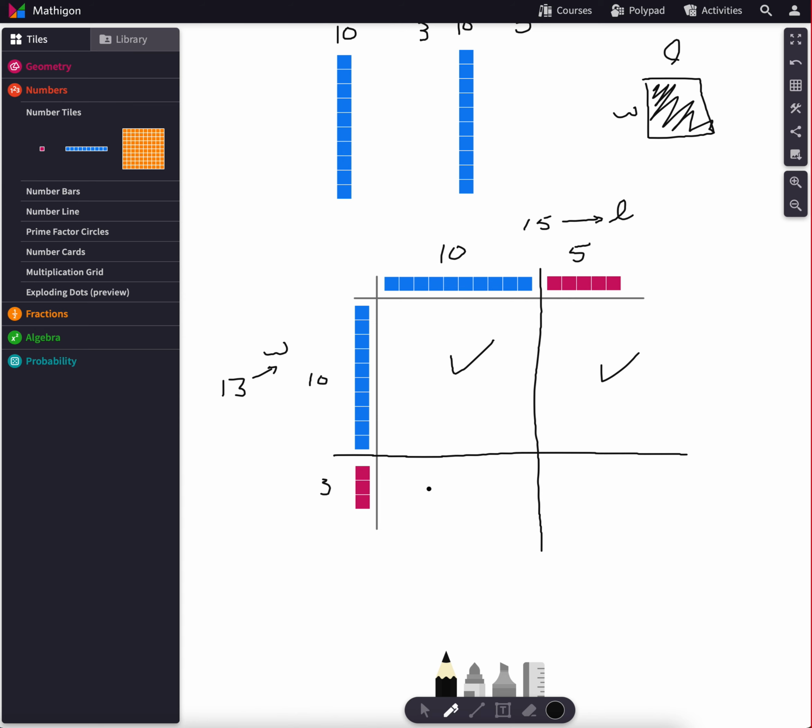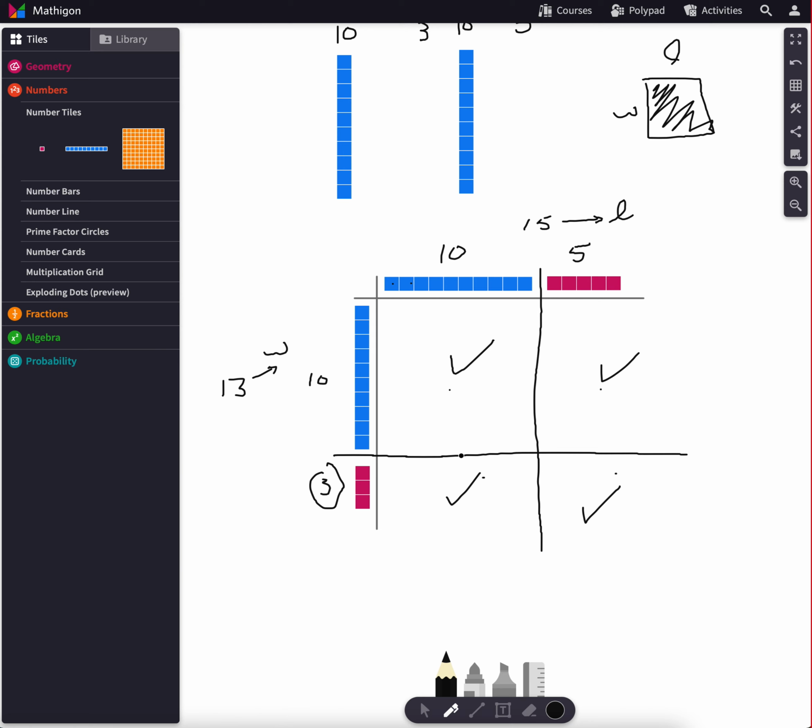And then you can do the 3. You've got to do the 3 times the 10, so that takes care of this quadrant, and then the 3 times the 5, right? And the total area is going to be the total number of little squares that you see inside these 4 quadrants when you add them all together.